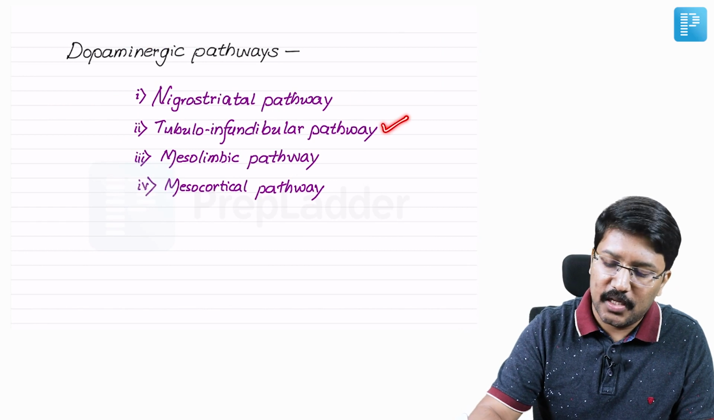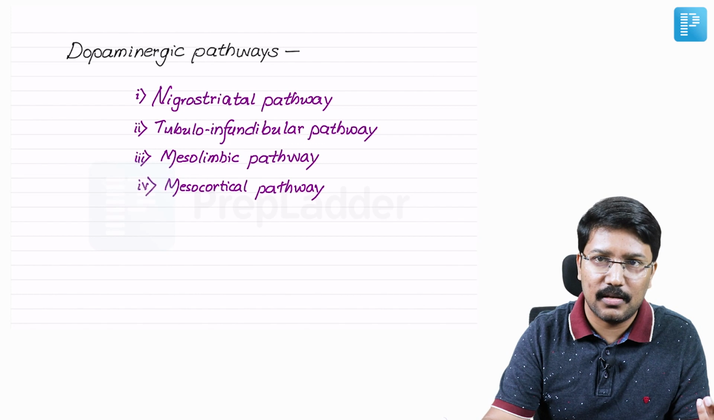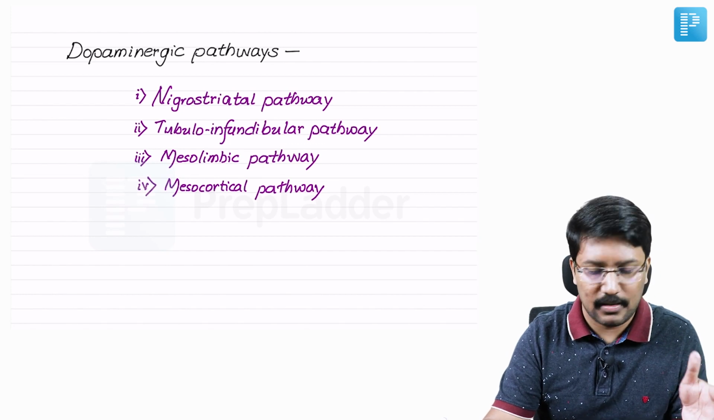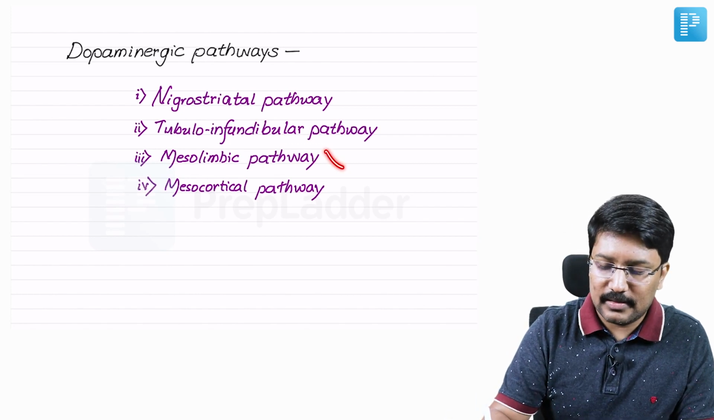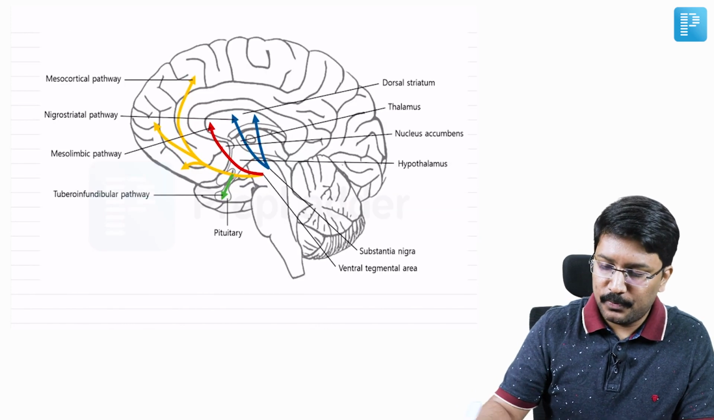Other than that, you're also familiar with the tubulo-infundibular pathway, which is involved in the regulation of the pituitary, primarily the prolactin secretion, right? So we are familiar with that. Other than that, yes, there are 2 more: the mesolimbic pathway and the mesocortical pathway, right?